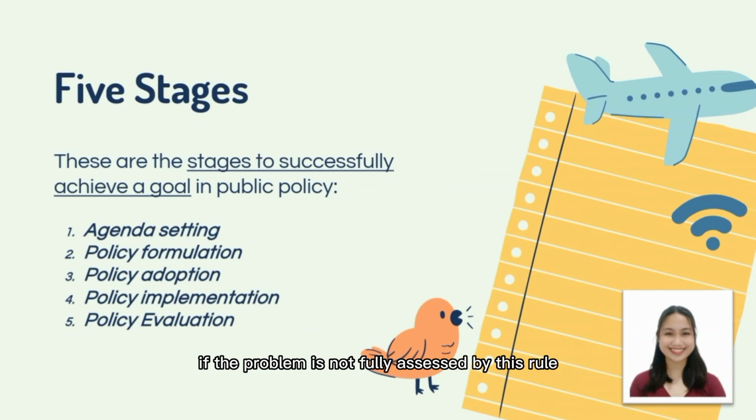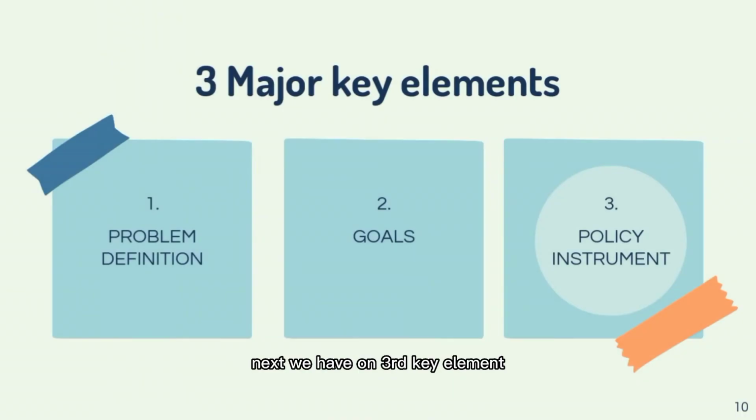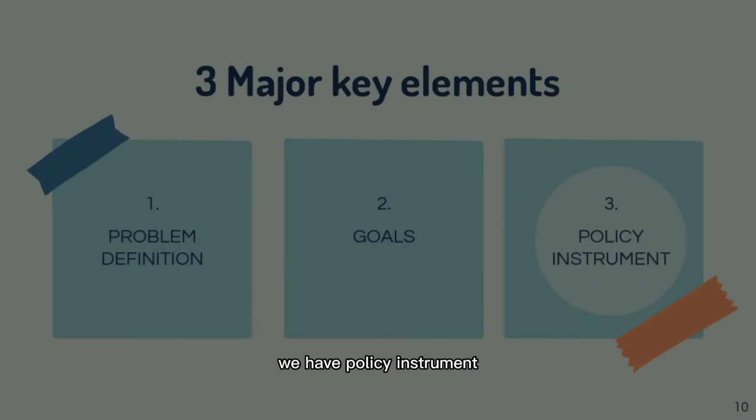For example, if the problem is not fully addressed by the rule or policy that has been chosen, they can request or recommend a revision that can change the policy formulation or the policy implementation, and it will fit perfectly to how the problem should be addressed. Next, on the third key element, we have policy instrument.